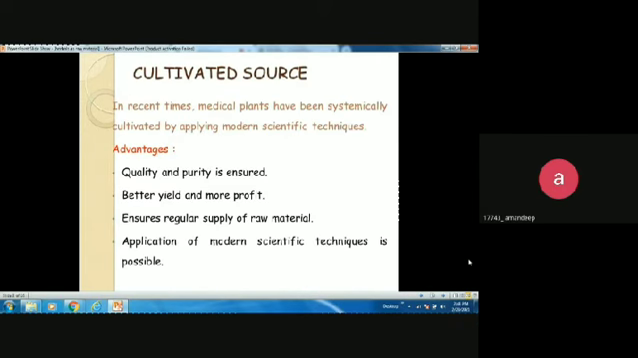Next is cultivated source. In recent times, medicinal plants have been systemically cultivated by applying modern scientific techniques. Advantages of cultivated sources. Quality and purity is ensured. Better yield and more profit. Ensures regular supply of raw material. Application of modern scientific techniques is possible.